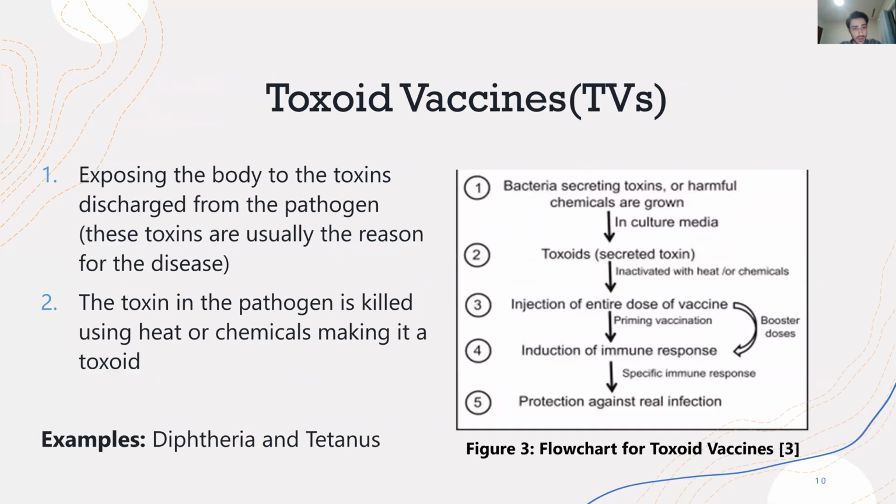Another type of vaccine is toxoid vaccines. They're basically, instead of exposing it to the actual pathogen, you just expose the body to the discharge of the pathogen, such as toxins. So an example would be diphtheria and tetanus. So what it does is that the toxin from the bacteria is weakened or killed using heat or chemicals, just like the inactivated vaccine. And then that toxoid is made into a vaccine and treats people.